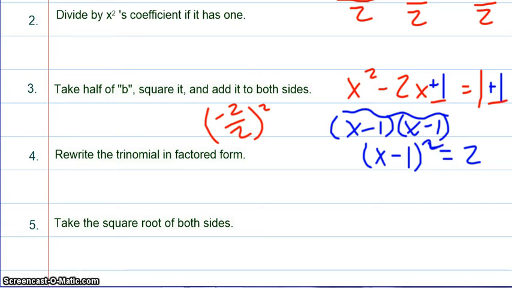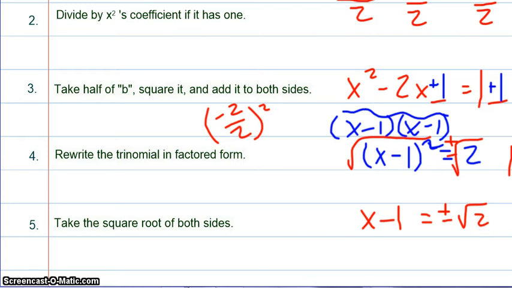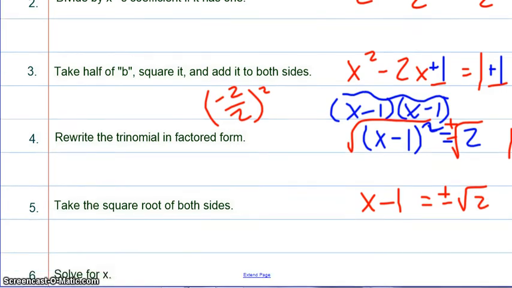Okay, take the square root of both sides. And remember, when we take the square root of both sides, what do we put in front of the radical? A plus and minus. So the squared and the radical cancel. So I have x minus 1 equals plus and minus radical 2. And then we're going to obviously finish it. Solve for x, add the 1. So x equals positive 1 plus and minus radical 2. All right, so that's completing the square just in general.